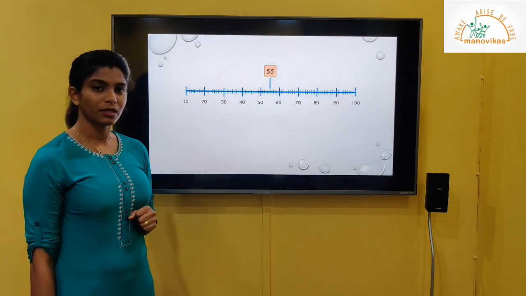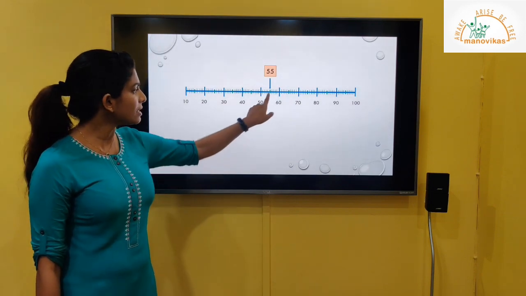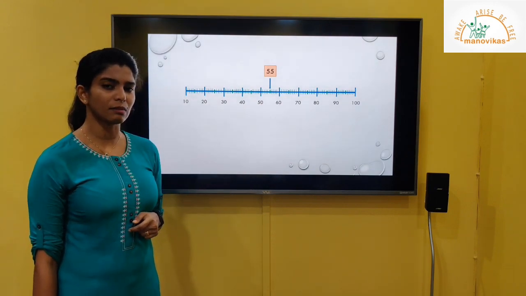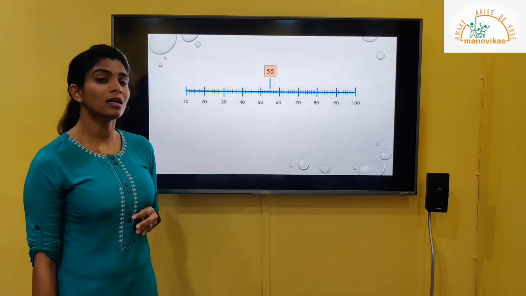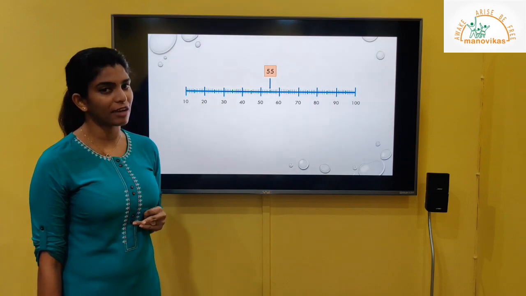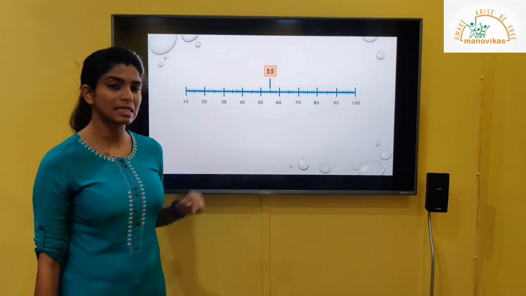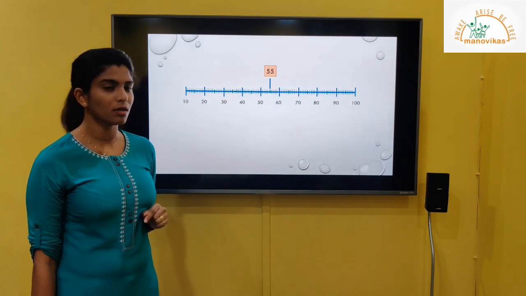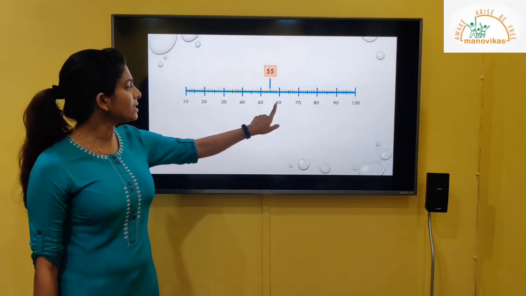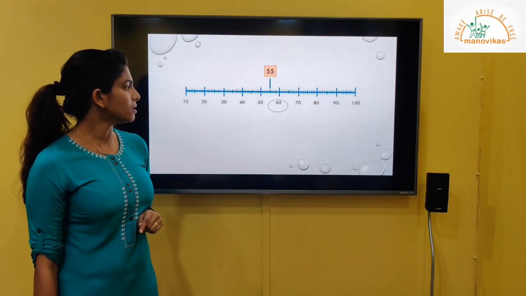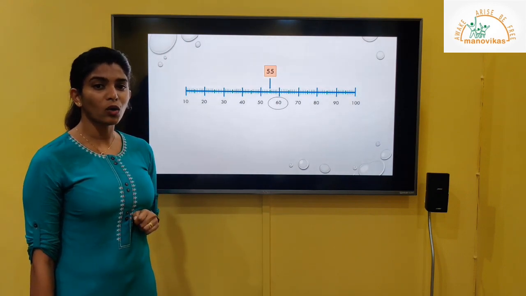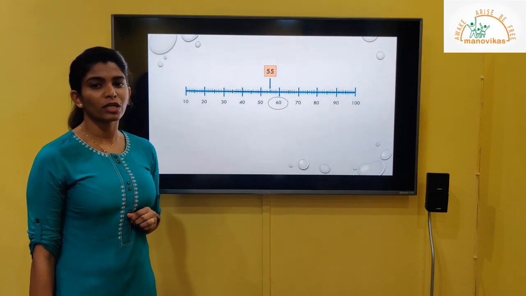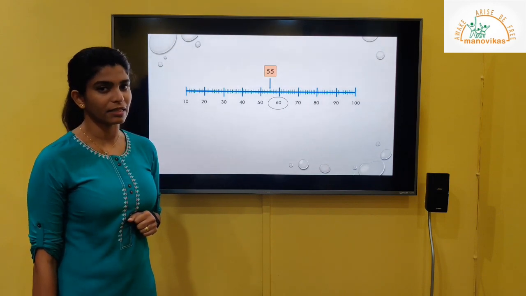55. Now tell me, 55 is the midpoint of 50 and 60. What will be the nearest 10 of 55? Will it be 50 or 60? Do you all remember the roller coaster? Very good, it is 60. So when you round to the nearest 10, we have to round it to the multiple of 10 nearest to it.